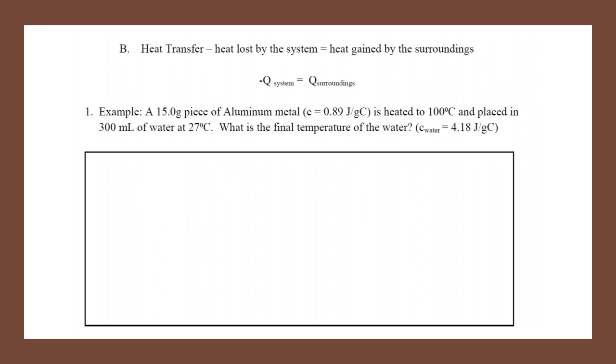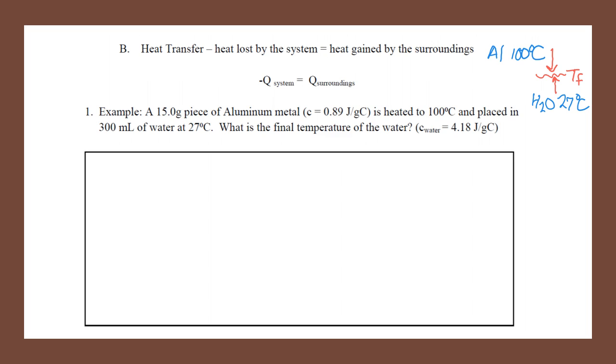Okay, so here's what's happening. We have to kind of visualize what's going on here. I've got aluminum, and aluminum is going to be at 100 degrees Celsius. And I'm going to take that hot piece of aluminum and put it in water. That water is at 27 degrees Celsius. So what I need to realize is that when I put those things together, the aluminum is going to cool down, the water is going to heat up, and they're both going to reach the same final temperature. That's going to be their equilibrium temperature.